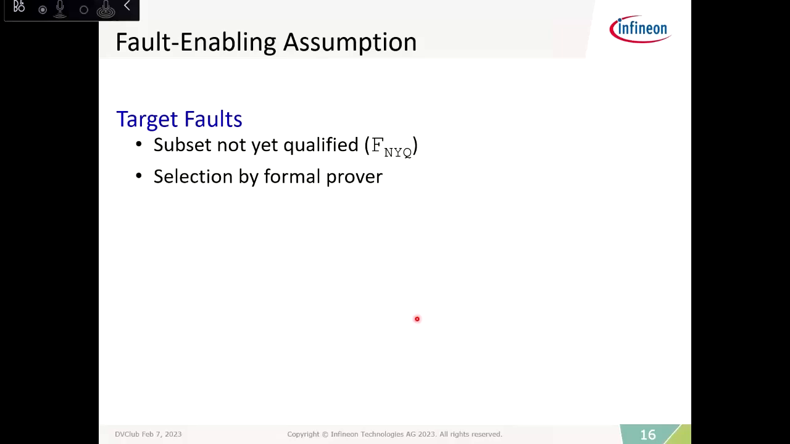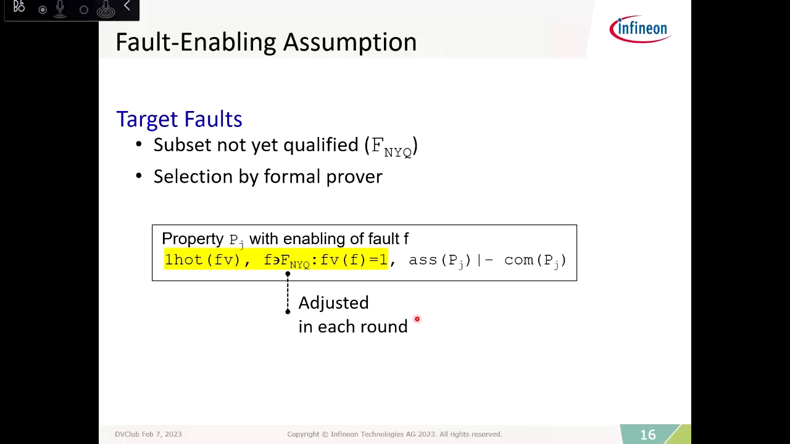For qualification proofs, the regular properties are enhanced with fault enabling assumptions like we have seen for the sanity checks, but here the enhancement looks different for the qualification for the detection proofs, so that in each detection run, an arbitrary but single fault is allowed to be activated. One hot assumption here, you see.